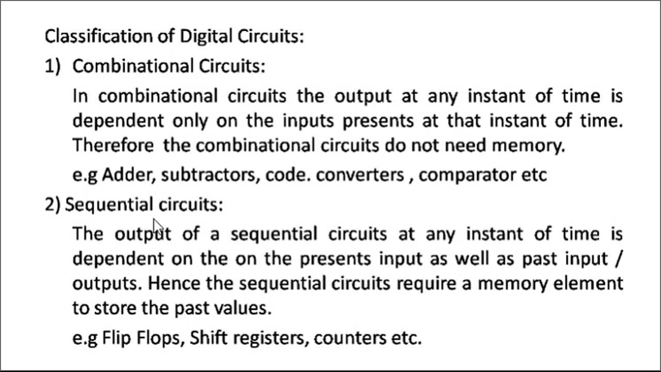In a combinational circuit, the output at any instant of time is dependent only on the input present at that instant of time. Therefore, the combinational circuit does not need memory. For example, adder, subtractor, code converter, comparators. These are examples of combinational circuits. I repeat again, combinational circuit means what? The output of the circuit at any instant of time depends on the input present at that instant of time.